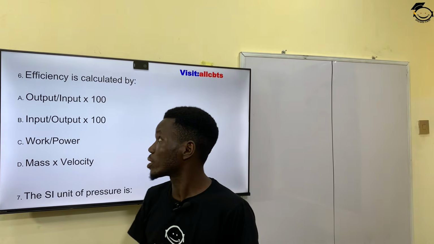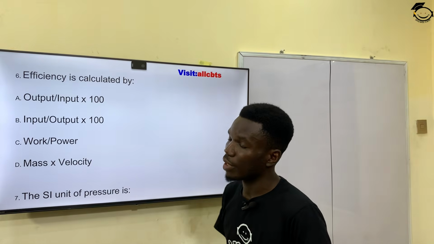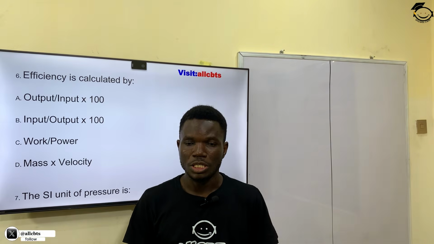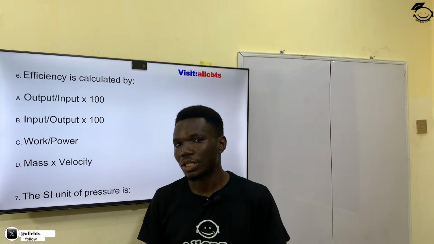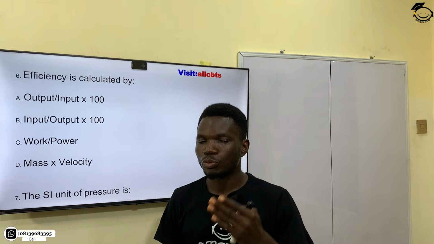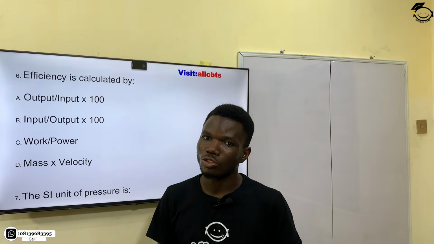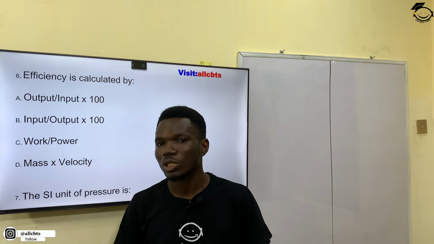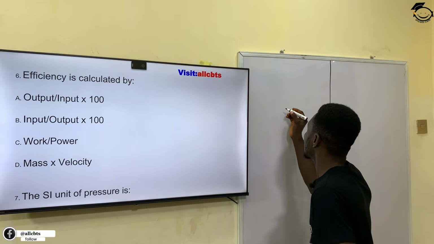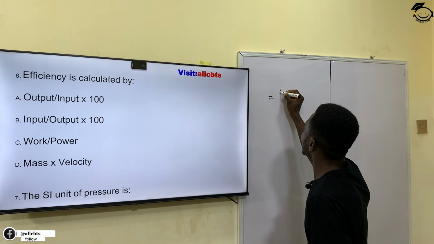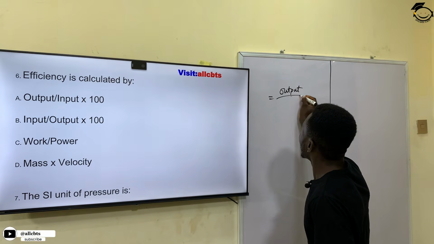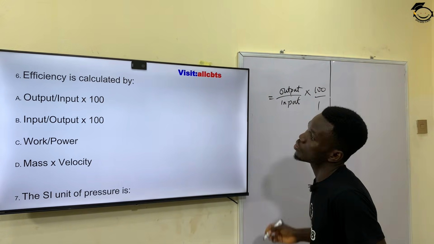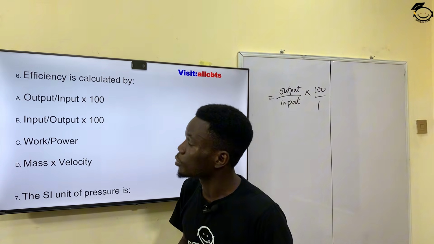Moving on to question number 6, it says efficiency is calculated by. The efficiency of a machine or any appliance is simply the total work output over the total work input times 100 over 1. So you express the ratio of your work output to work input in percentage. So efficiency is equal to output over input times 100 over 1. The correct answer to this question is option A.